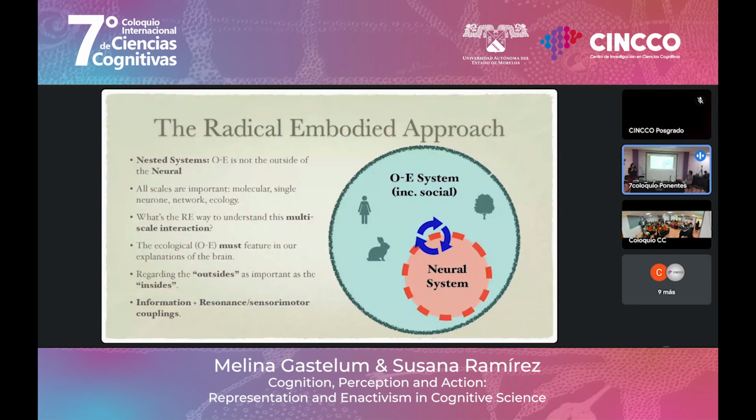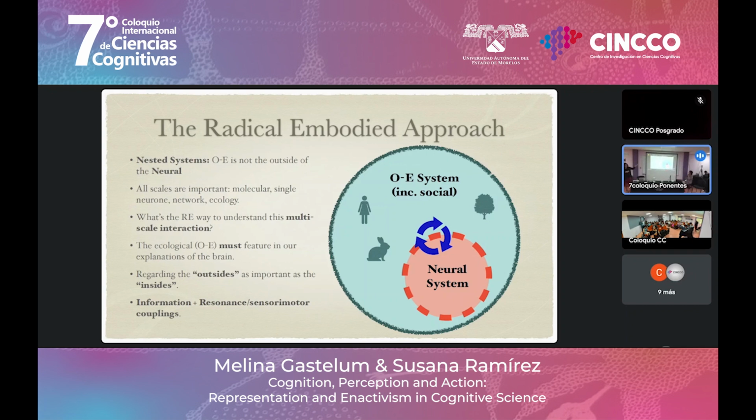So you are not experiencing or perceiving just as a state, but you have to take into consideration the whole organism-environmental system. And inside of that system, there are many nested invariants. And all the scales are important.